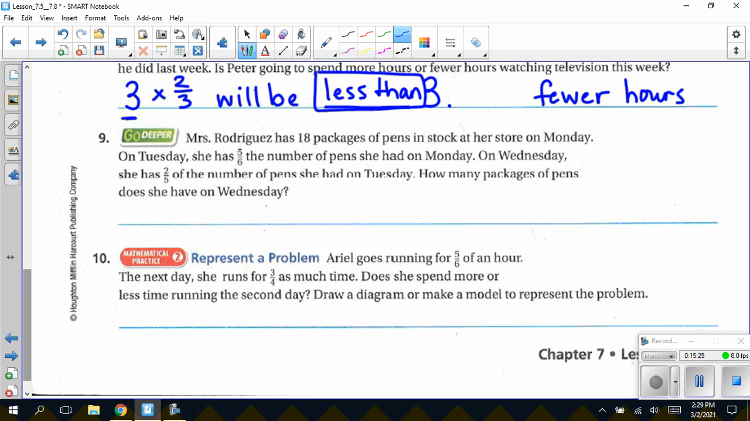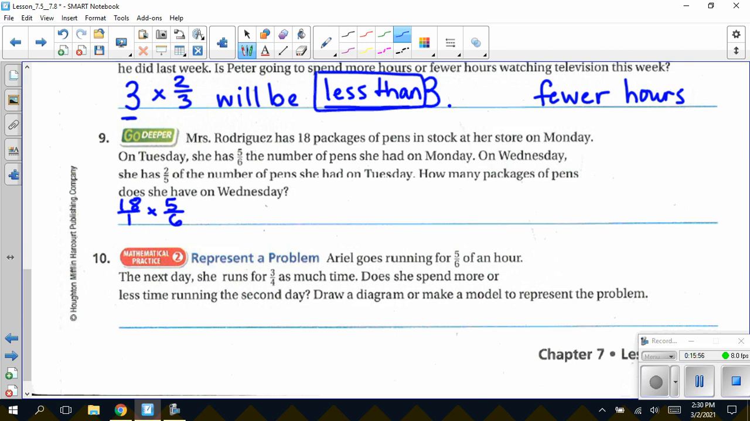So they're not actually asking us to say if it's less than, equal to, or greater than any of the factors. They actually do want us to solve to figure out our final answer for this question. So we know that on Monday there were 18 packages. So I'm going to have 18 over 1 for Monday. And on Tuesday it says she has 5/6 of that number. So I'm going to multiply that by 5/6.